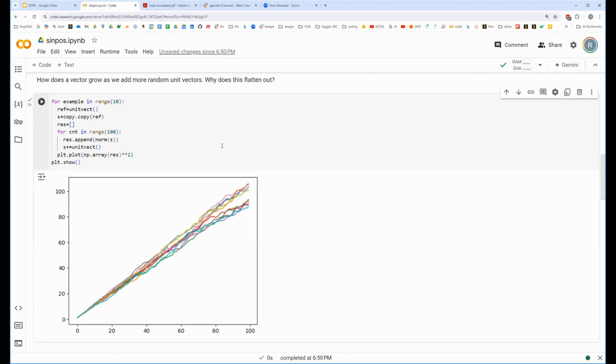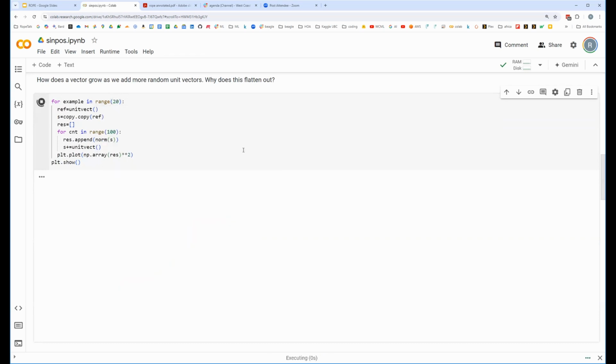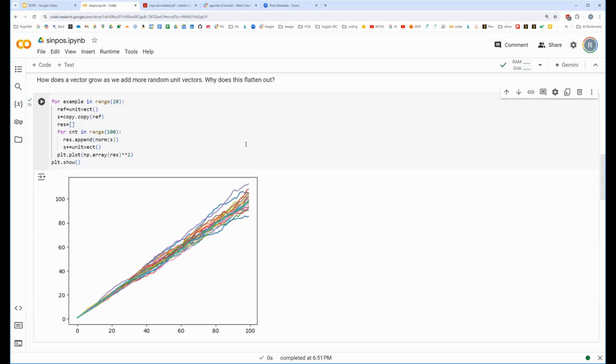Nice. So the variance is growing linearly and the amplitude is growing like the square root of n. Interesting. And why is it in two groups? Why do we see two? I think that's probably just an artifact. I doubt it's real.